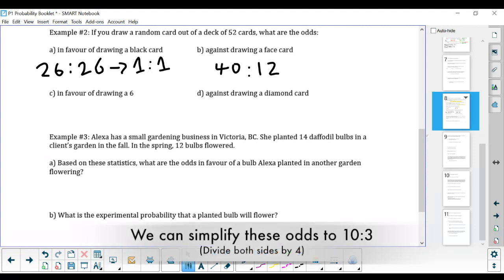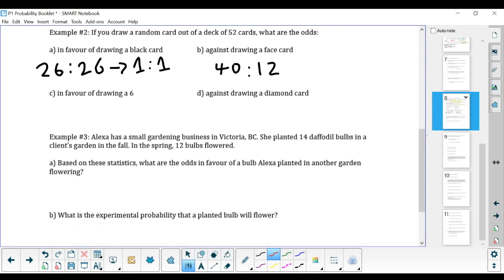If you look at part C, in favor of drawing a 6, remember there's a 6 of diamonds, there's a 6 of hearts, there's a 6 of spades, and this is my best impression of a spade, and the 6 of clubs. Again, remember I'm a math teacher, not an art teacher, unfortunately. I'm sorry. And we have your spade and your club right there.